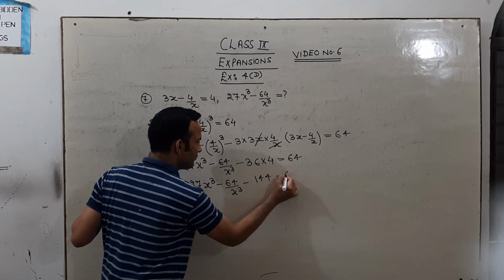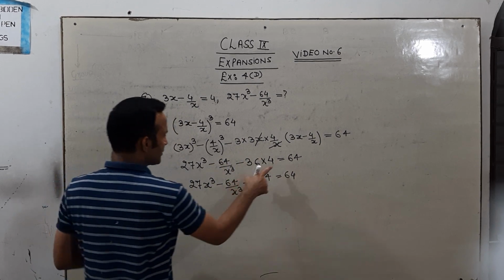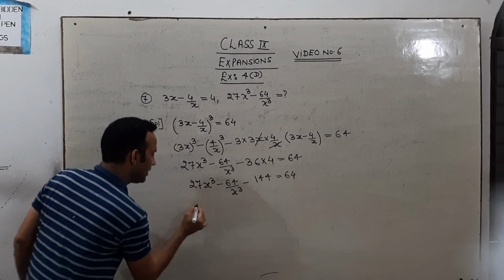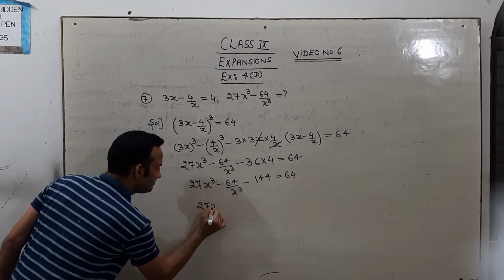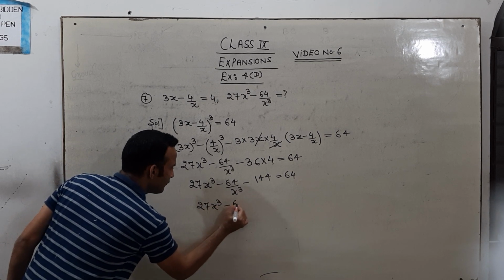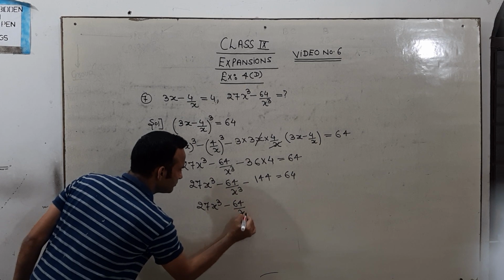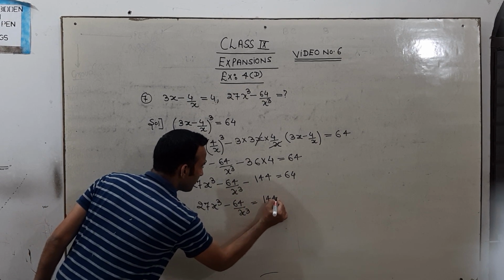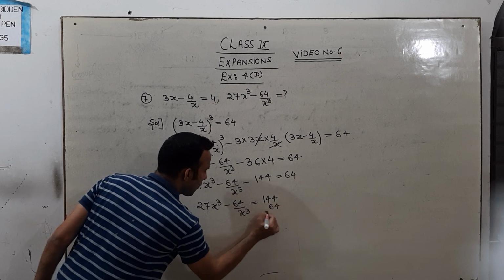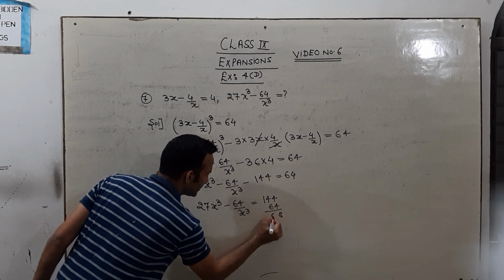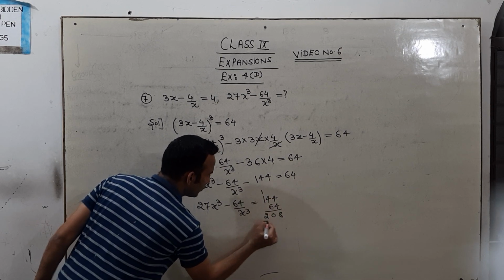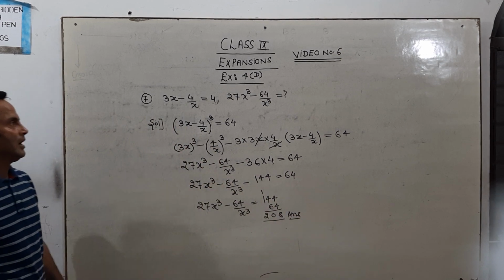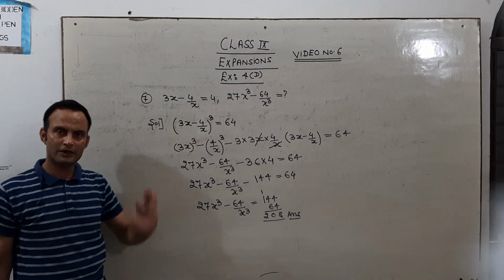Is equal to 64. See once again. Okay, 27x cube minus 64 upon x cube is equal to 144 plus 64, which is what? 208. So 208 is the required answer of this problem, my dear students. I hope you understand well this problem also.